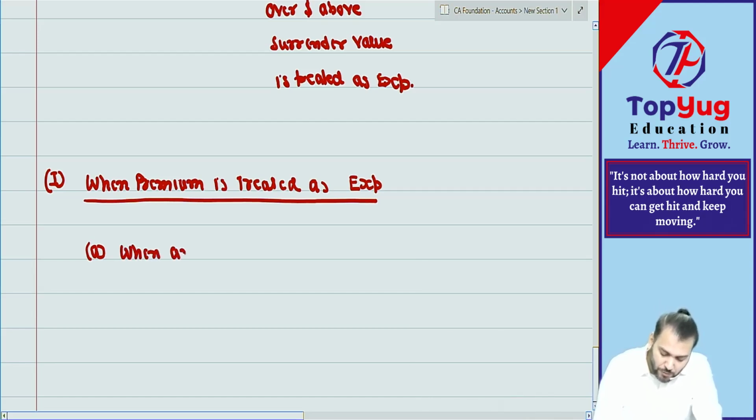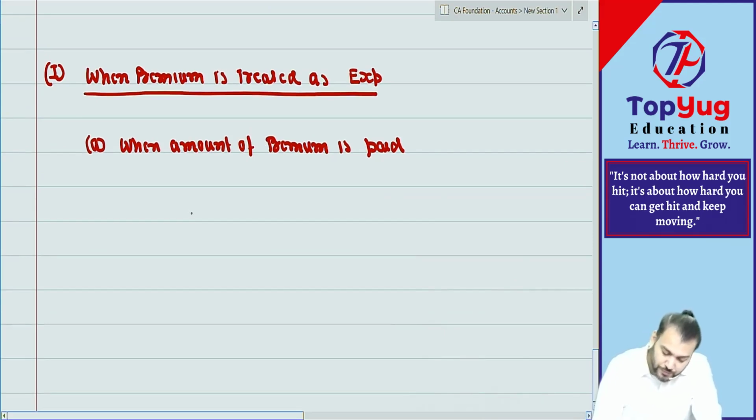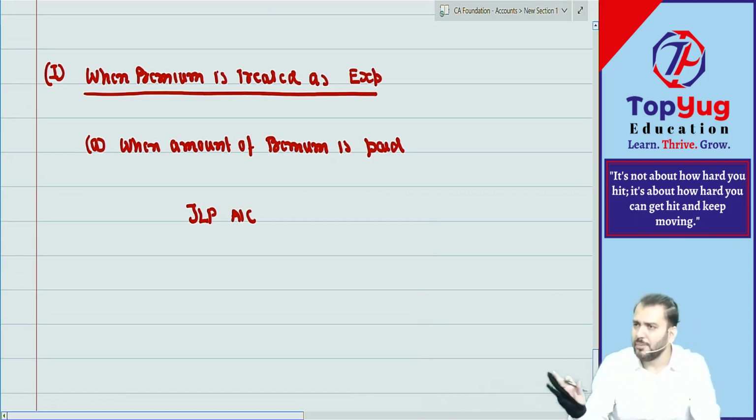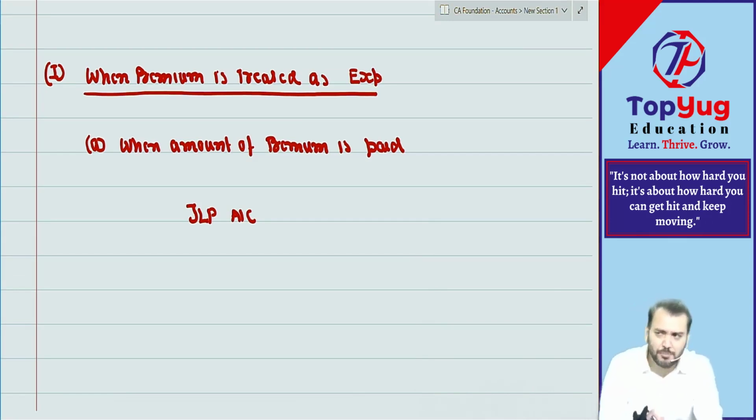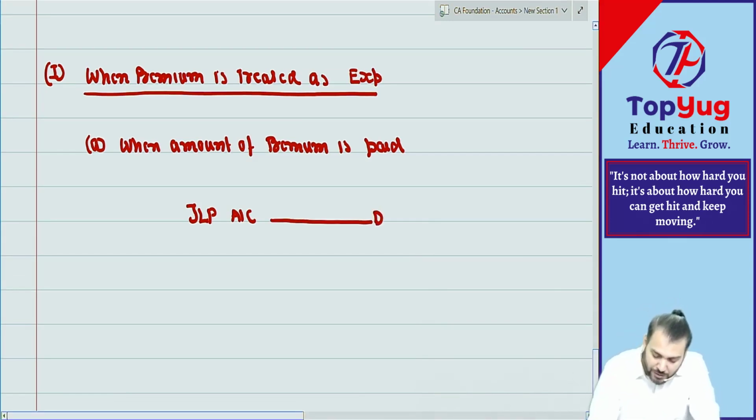When the amount of premium is paid, what journal entry will you do? Premium account debit to... So can we say JLP account debit to cash? Means premium, we do not book which account? JLP. You can add premium also, but if I am writing JLP, no issue, correct? So JLP account debit to what? To cash or bank?